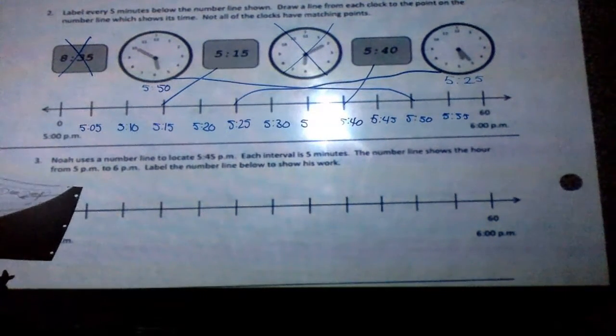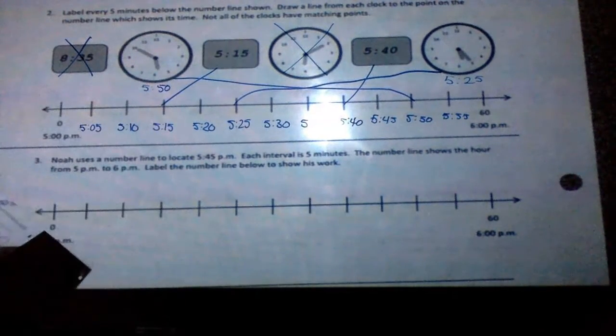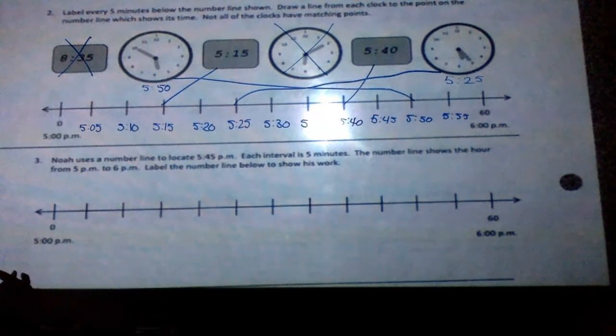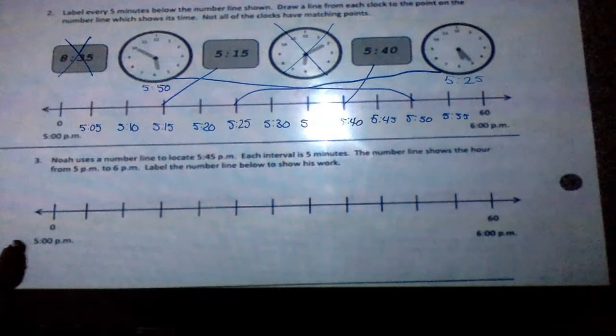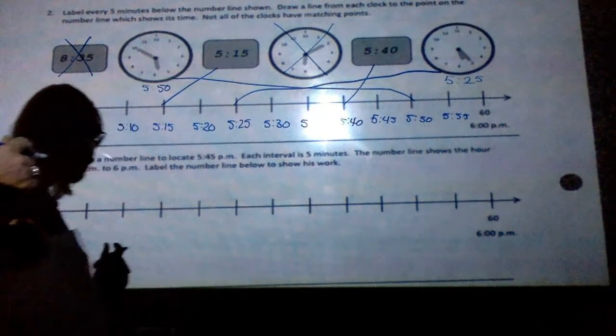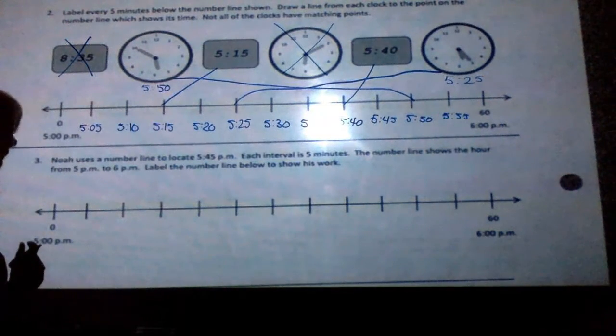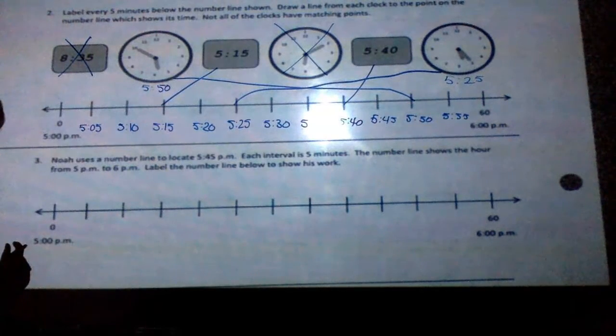Noah uses a number line to locate 5:45. Each interval is 5 minutes. The number line shows the hour from 5 o'clock to 6 o'clock. Label the number line below to show his work. This is the exact same thing we just did. So label your number line the same way. And it says he uses a number line to locate 5:45.